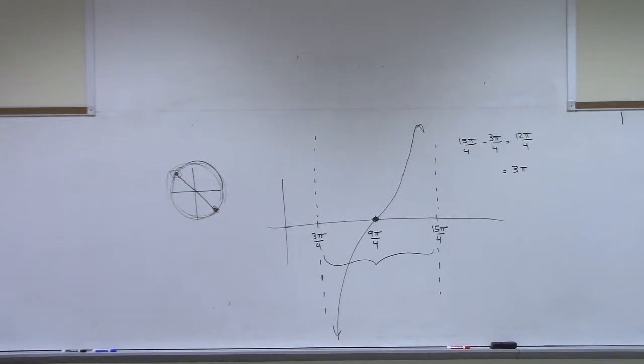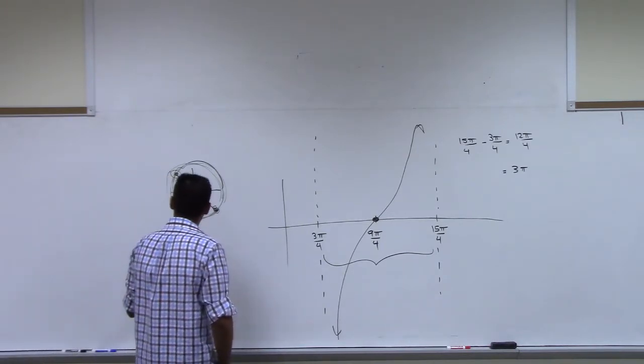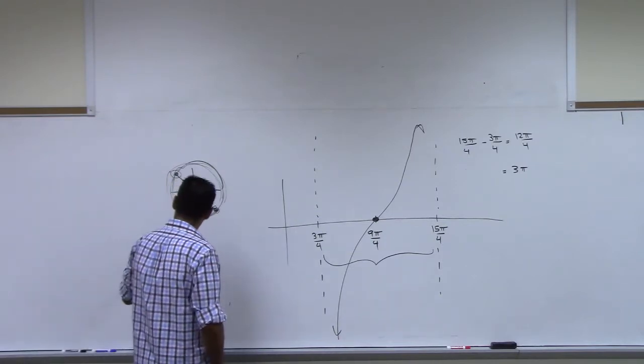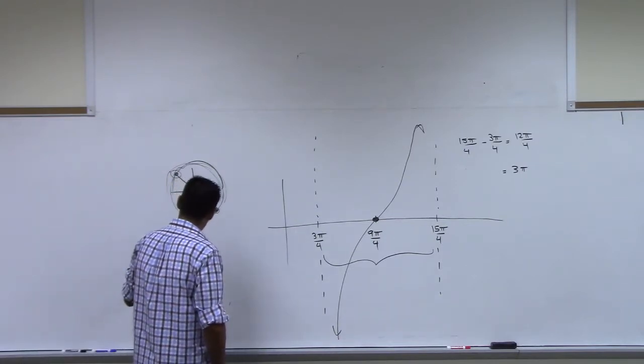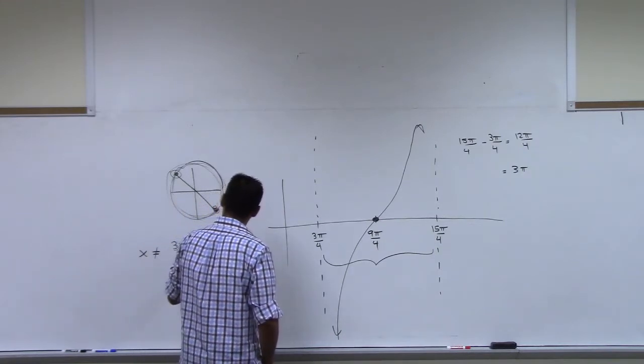Okay, so this one's tricky. I don't know if I would ask you this one. X cannot be, so start at one of these, right? Start at one of these. 3 pi over 4. Now be really careful here. 3 pi over 4 plus 3 pi n.